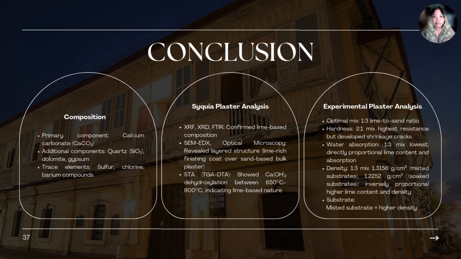While the 1:2 mix offered better mechanical strength, the 1:3 mix is recommended for restoration due to its balance of historical accuracy, sufficient durability, and moisture resistance. These findings contribute to heritage conservation efforts by providing a scientific basis for selecting appropriate restoration materials, ensuring the preservation of the historical integrity of the Syquia mansion.